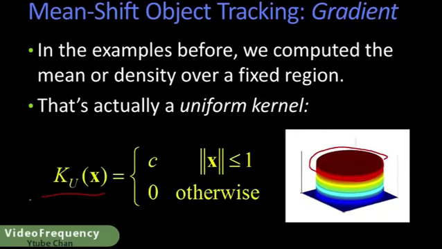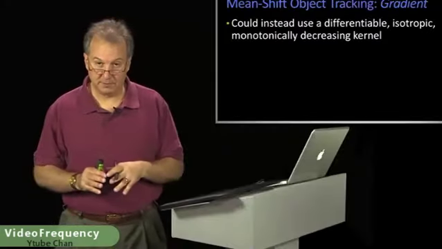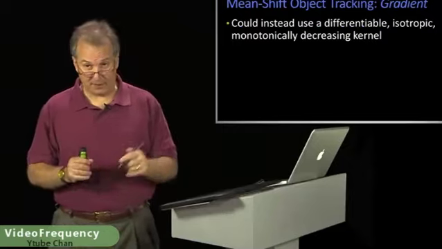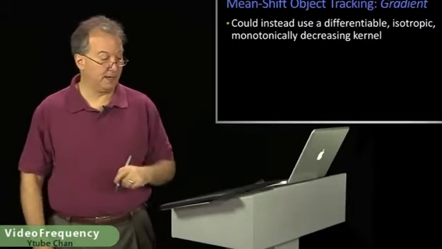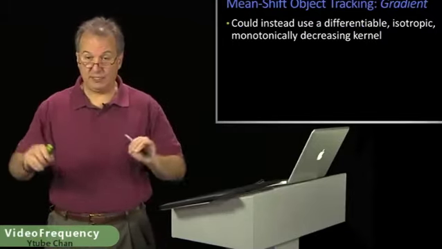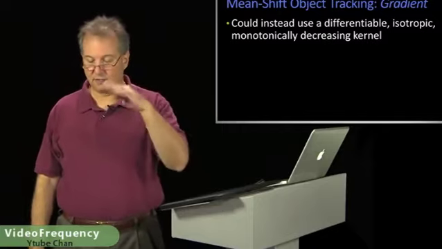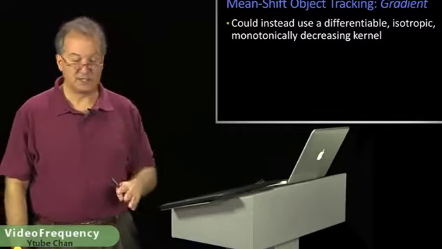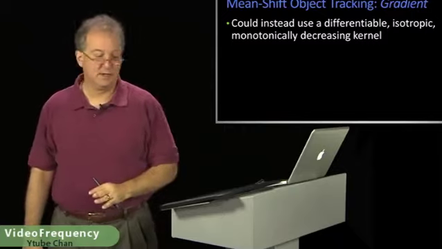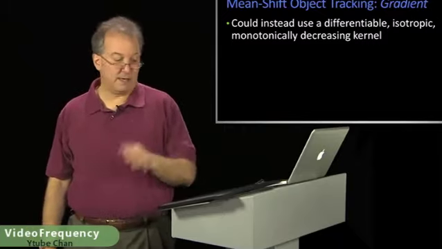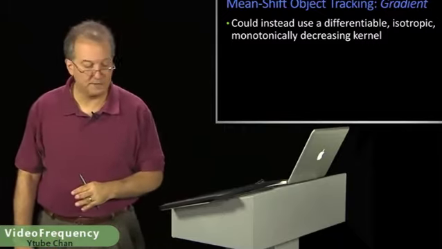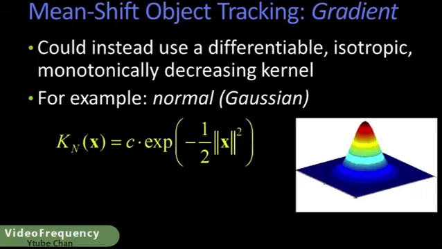Well, instead of using the uniform kernel, we could use something that is differentiable, we'll use that in a minute, isotropic, all that means is that it's the same in every direction, monotonically decreasing kernel, and there's a certain convexity property, you're not going to worry about that. So what's our favorite differentiable, isotropic, monotonically decreasing, always positive kernel? Yes, it's the Gaussian, okay? So here it's written just as a constant proportional to a fall off by the square of the distance, okay?